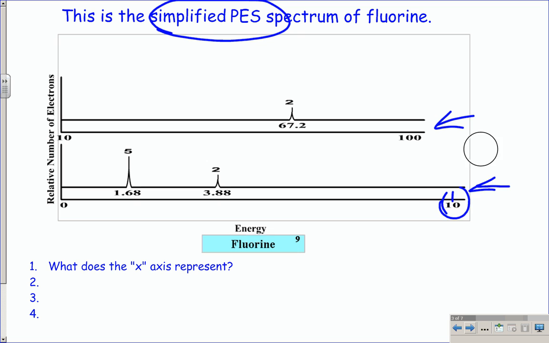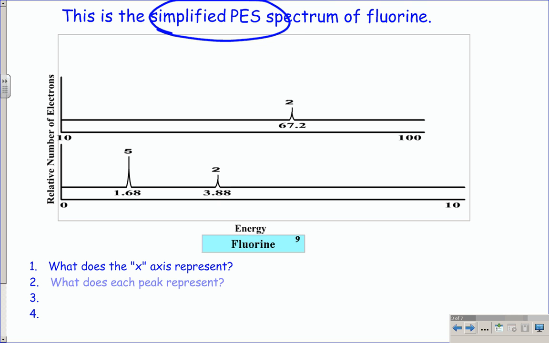So what they've done is they've split our axes here. So that's why we've got two different x-axes. That way it's easier to see. And notice they're telling us the energy anyway, so we can see the relative energy between them. So that's what our x-axis represents, is the binding energy of some different electrons. So that's the first thing.